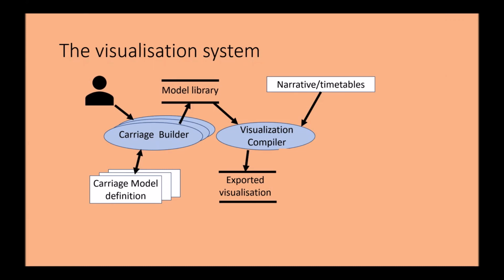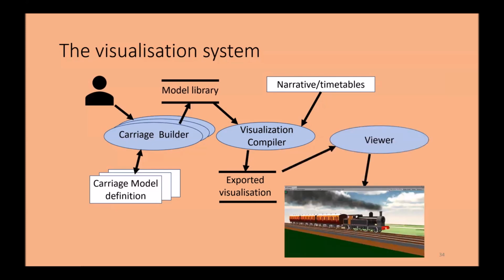The ScenarioBuilder visualization compiler reads a textual narrative or timetable describing the scenario to be visualized. It identifies items mentioned in the scenario and extracts their models from the model library. It uses them to build the visualization, and this can be exported. Exported visualizations can be viewed in other 3D viewers, for example, our Unity 3D viewer.